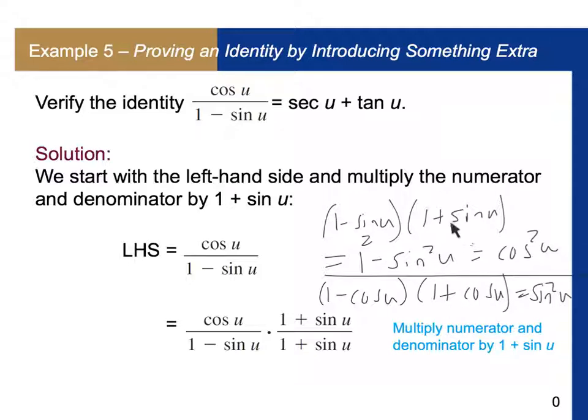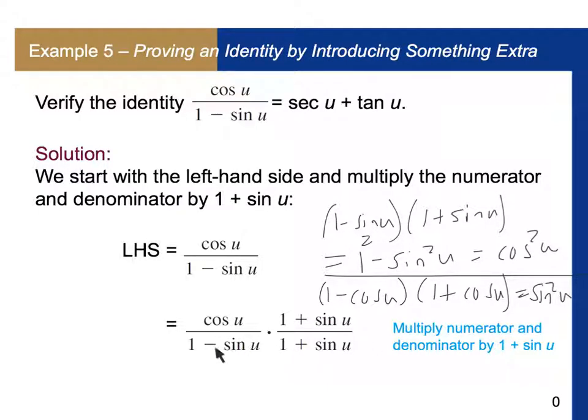So if you have a 1 plus sine, you can multiply times 1 minus sine, and you're going to get cosine squared. If you have a 1 plus cosine, you can multiply times 1 minus cosine, and you get sine squared. Okay, so let's do that here, because we want to get rid of this denominator, or at least simplify it. So we take this side, and we multiply it times 1 plus sine of u, the conjugate of that denominator, and we do the same thing on the top, right?